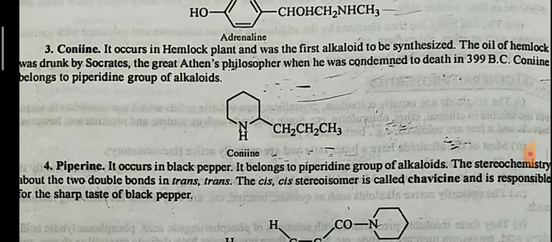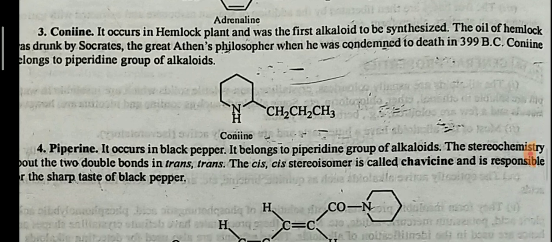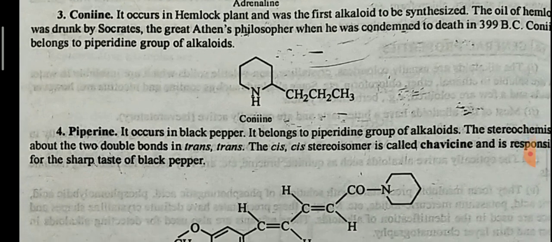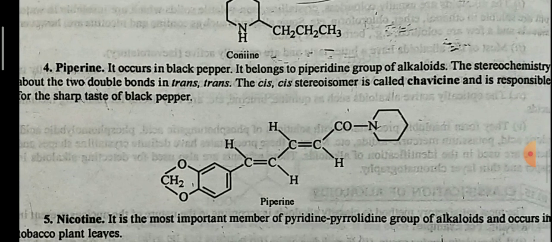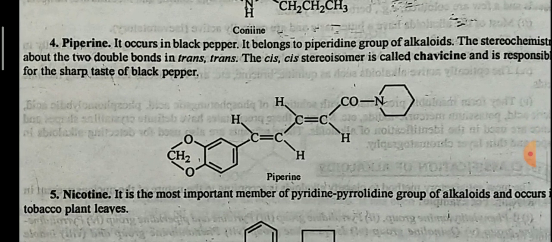Conine. It occurs in hemlock plant and was the first alkaloid to be synthesized. The oil of hemlock was drunk by Socrates, the great Athens philosopher, when he was condemned to death in 399 BC. Conine belongs to piperidine group of alkaloids. Piperine. It occurs in black pepper. It belongs to piperidine group of alkaloids.